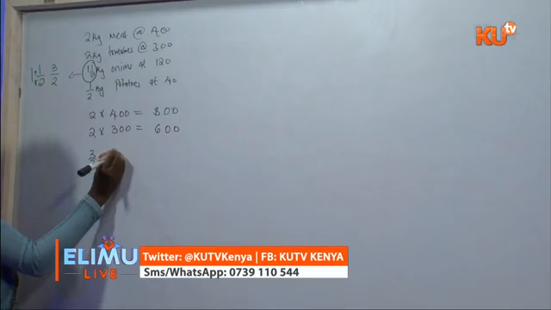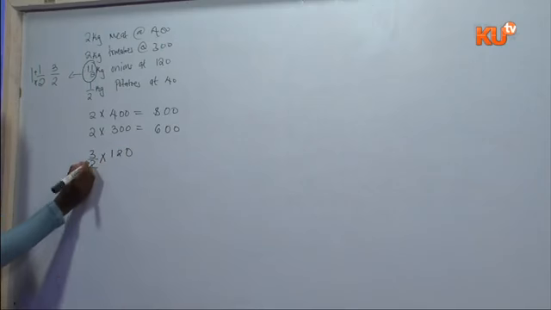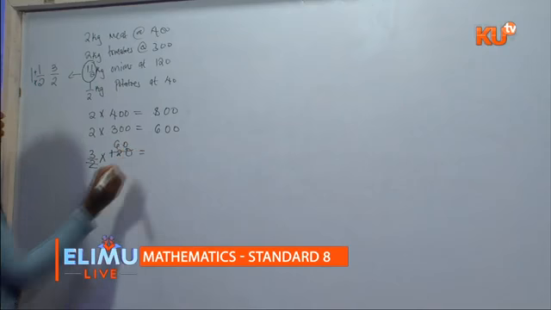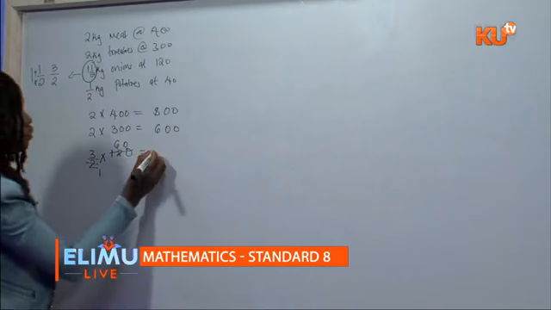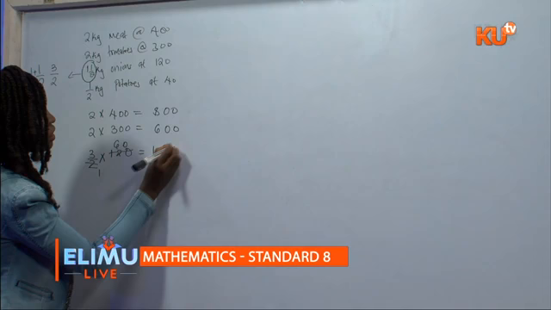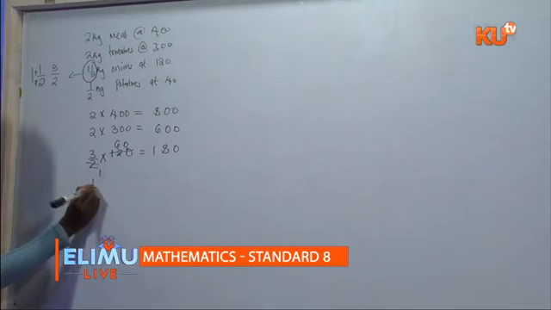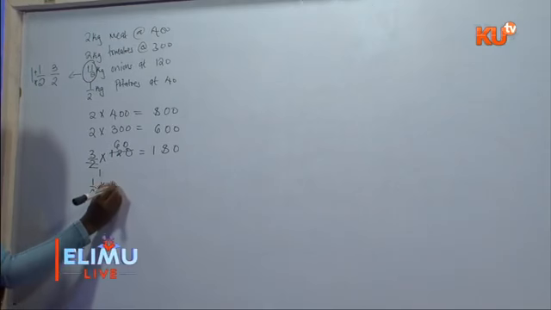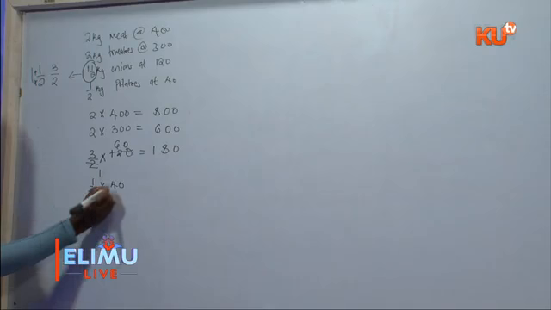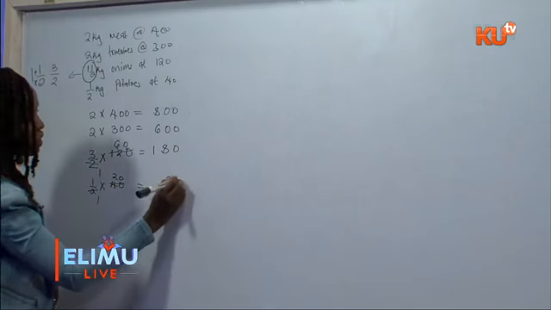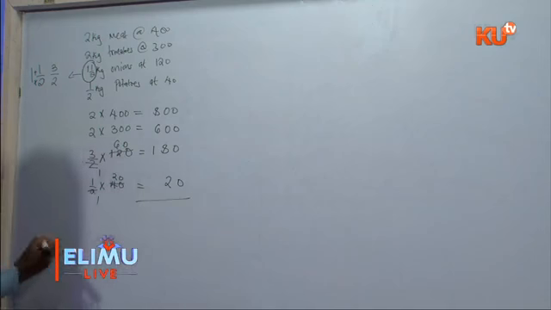So 3/2 times 120. 120 by 2 is 60. 3 times 60, we get 180 shillings. Then I have 1/2 kg potatoes at 40 shillings. It is 1/2 times 40, 40 by 2 is 20. So you come and add 20. So we are adding to get the total.